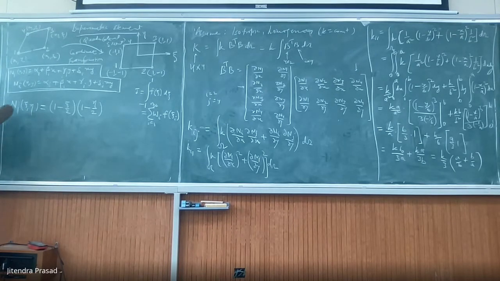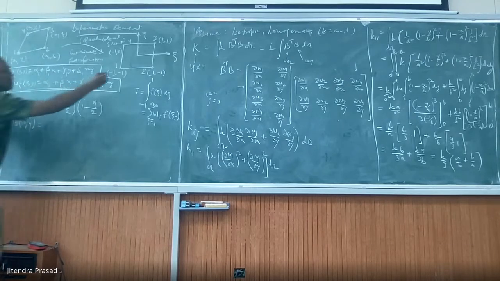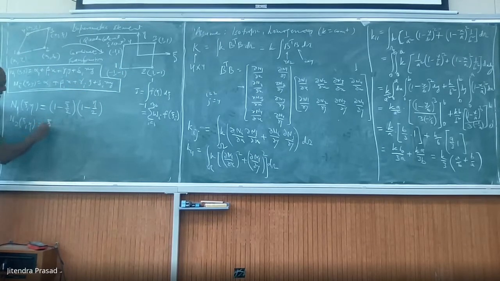Basically, no, it's not 1. I can understand many of you were confused why it was there. So this is N1 we're talking about, right? Now N2(xi, eta) will be equal to, so we're talking about this one, xi over 2 times 1 minus eta over 2. N3(xi, eta) is equal to xi over 2 times eta over 2. And N4(xi, eta) is equal to 1 minus xi over 2, times eta over 2. So we have that.